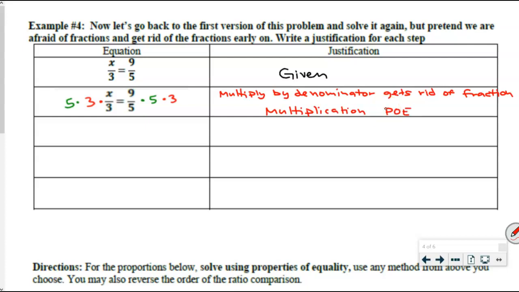This next step, we're going to simplify. So when I simplify, what happens here? 3 times the 3 on the denominator, that multiplies out. So what am I left with over here on the left-hand side? 5x. And what happens here? 5 times the 5 in the denominator multiplies out. What am I left with here? 9 times 3, which is 27. And we're going to call that simplify.